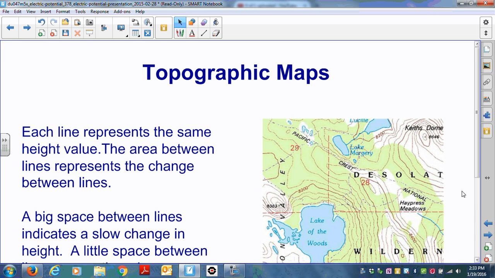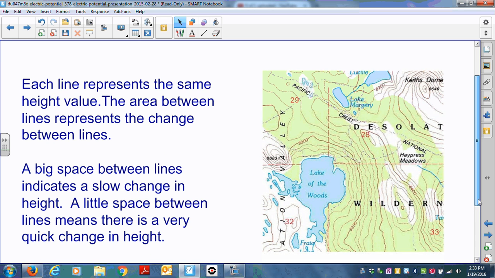Each line represents the same height value, as you learned in earth science. The area between the lines represents the change between the lines. A big space between the lines indicates a slow change in height. A little space indicates a very large or quick change in height. So when the lines are spread out, like you see here, it's a gentle slope. When you see the lines really close together, like here or up here, that's a very steep slope.